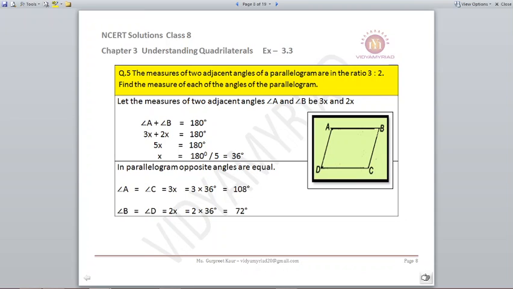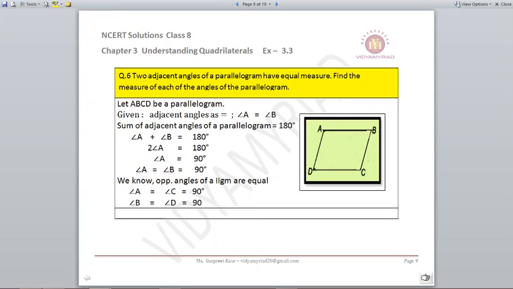And we know that in a parallelogram opposite angles are equal, which means angle A will be equal to angle C and angle B will be equal to angle D, as 108 degrees and 72 degrees. With this we were able to find out all the angles.